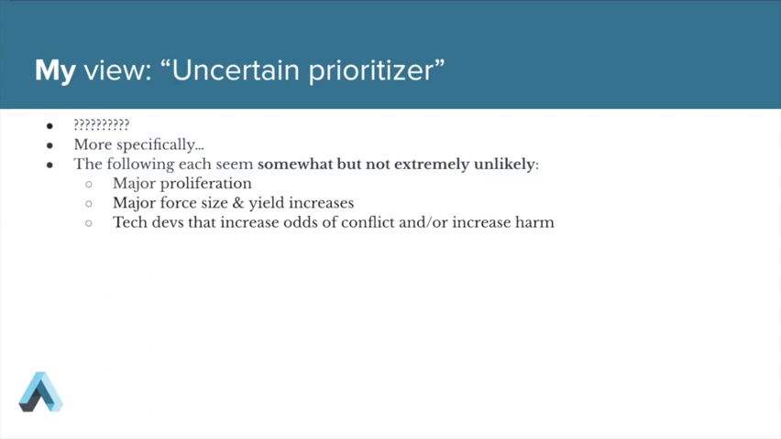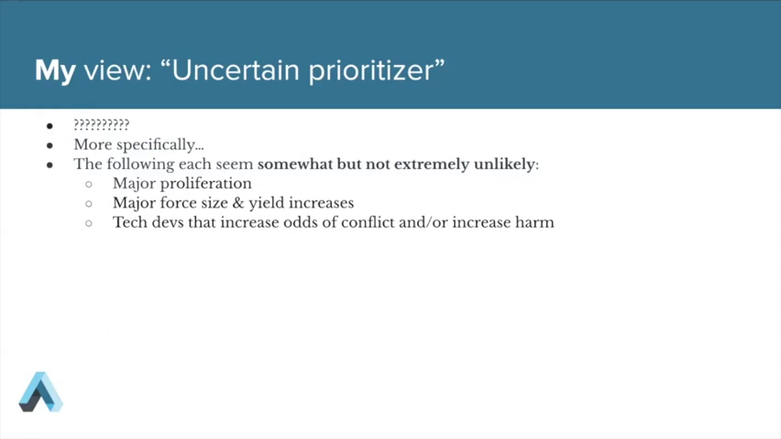Technological developments that increase the odds of conflict and/or increase harm. For example, there could be ways of better detecting submarines. And if you can better detect someone's submarines and their mobile launchers, then it's more likely you can do a first strike that takes out most of their forces, which might increase the chance you do a first strike. If you have two sides, both worried that the other one is going to do a first strike, it makes it much more likely that they do preemptive strikes. It could increase the chance of war.